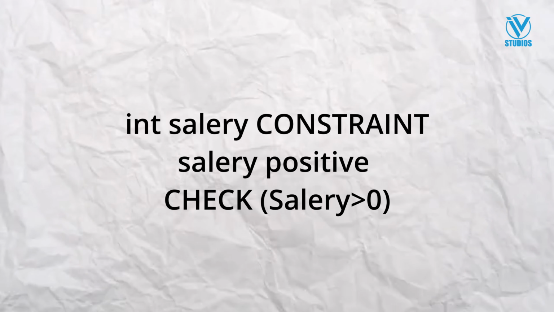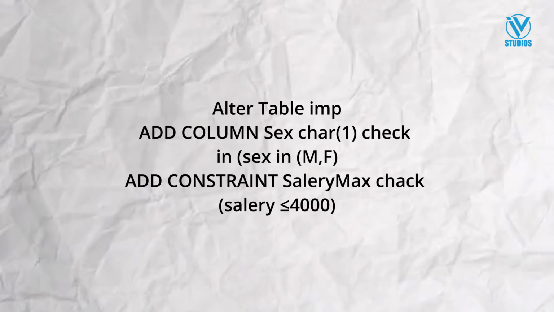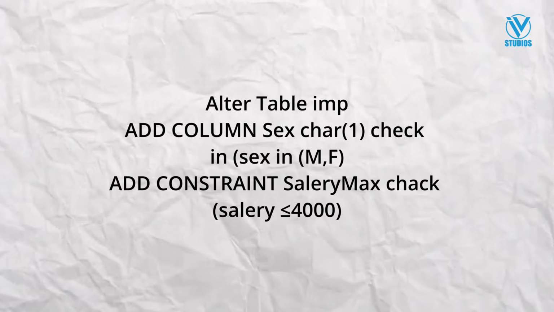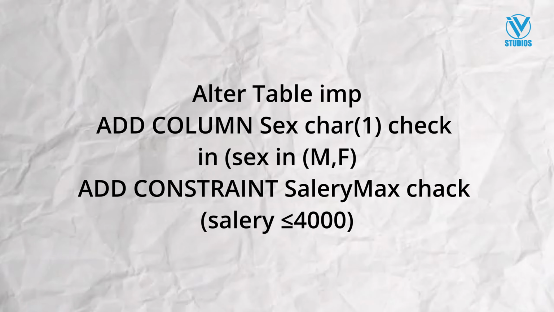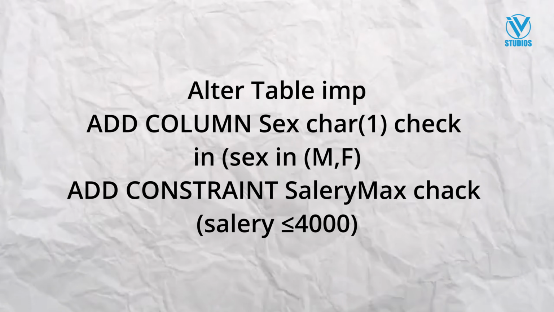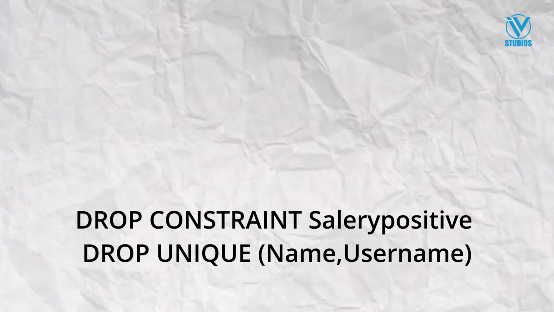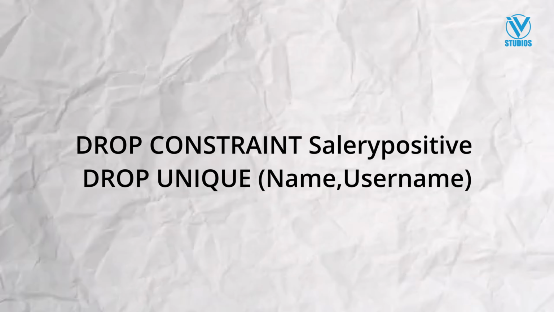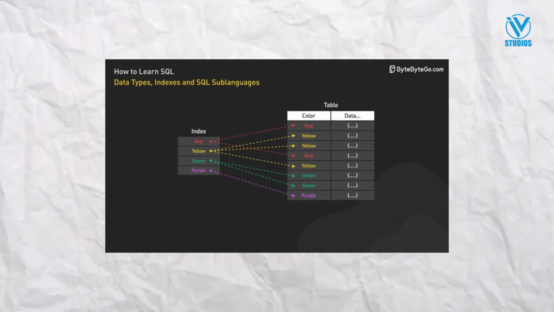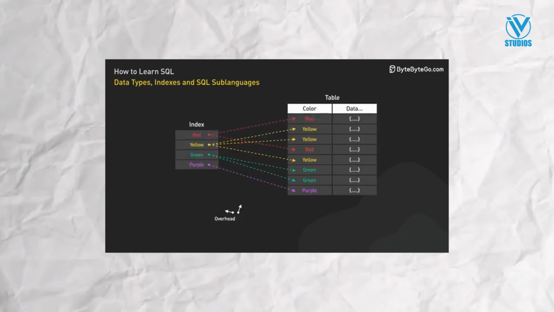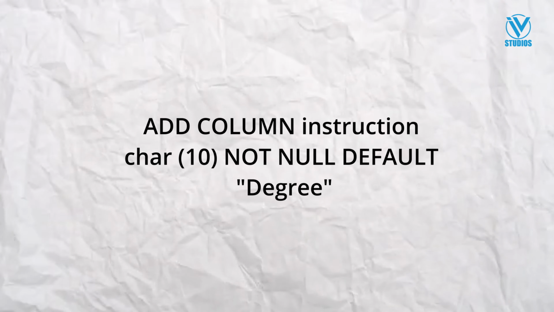Using the alter table statement, it is possible to modify the table schema, in particular, adding attributes, adding or removing constraints. Alter table, add column sex char(1) check sex in (M, F), add constraint salary max check salary less than 4000, drop constraint salary positive, drop unique (surname, name). If you add an attribute with a not null constraint, you must provide a default value which the system will automatically assign to all tuples already present: add column instruction char(10) not null default graduation.